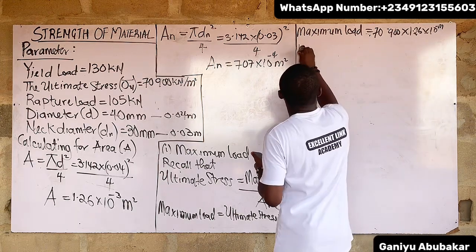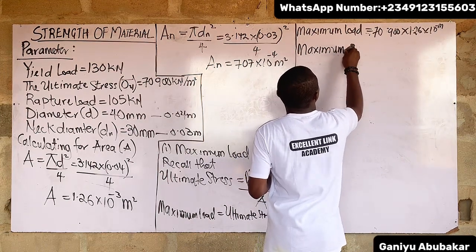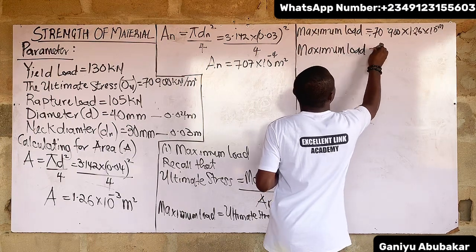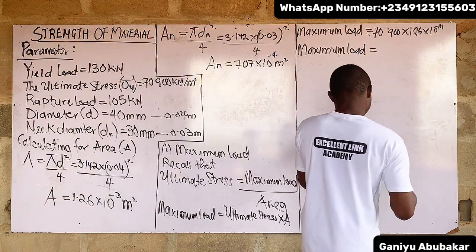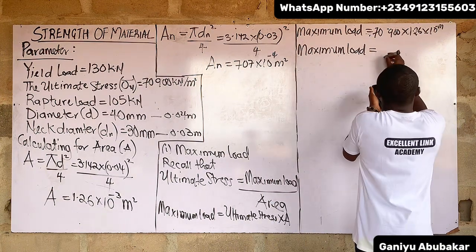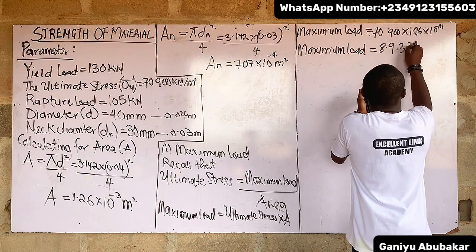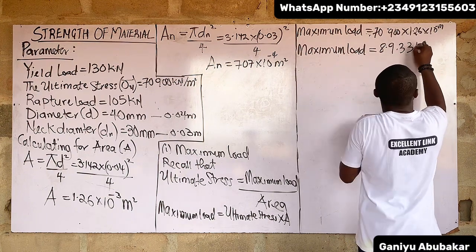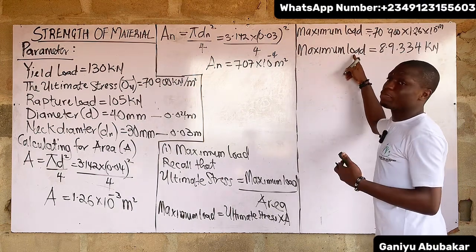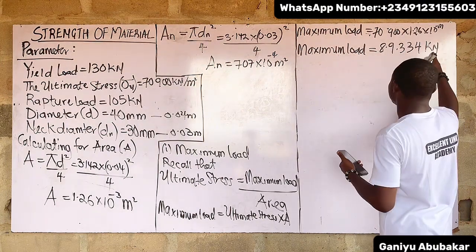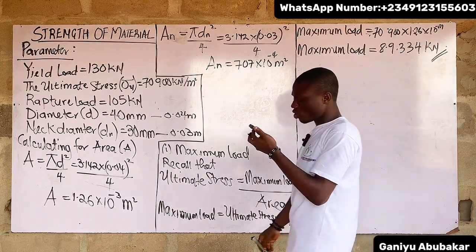Multiply these two. My maximum load is equal to, multiply these two, what do I get there? I'll have my answer to be equal to 89.334 kilonewton. We know that it's a load, and load is measured in kilonewton. It becomes my answer for the first question there.